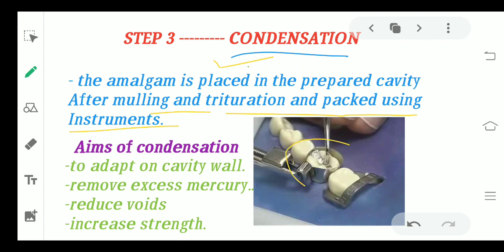Now what is the aim of condensation? We do condensation to adapt the mass to the cavity wall, so we take a condenser and apply pressure on this mass, so that it eventually fills up, covers and adapts well to every cavity wall. Any excess mercury is removed, voids are reduced, and the strength is also increased. These are the aims of condensation which we keep in mind.